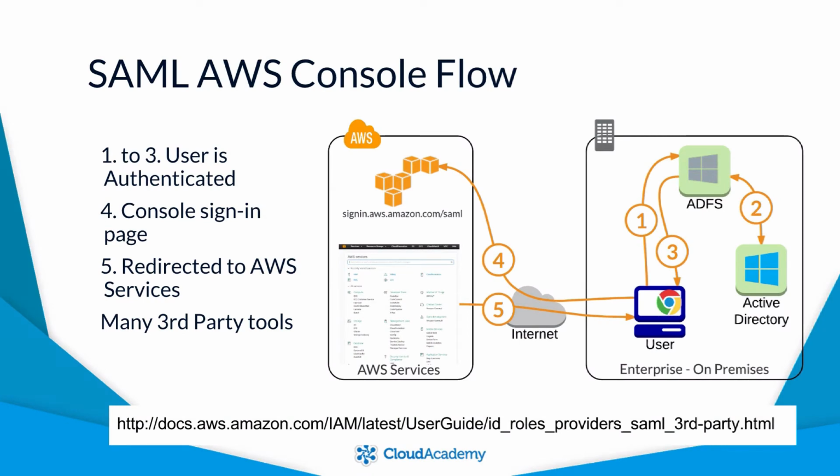SAML AWS console flow. The most important part of this exchange is in steps 1 to 3. A user identity is authenticated against the on-premise Active Directory via ADFS, for example. In step 4, the user access to the console sign-in page will call the assume role with SAML with the authenticated identity, and finally the user is redirected to the AWS services page in step 5. This typically happens very quickly and is always faster than the user typing in their user ID and password over and over again.